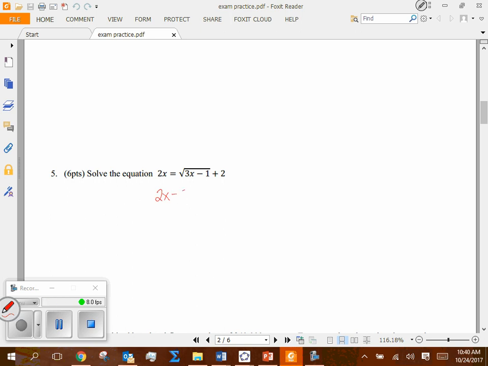Kind of do the same thing here on this one, but this is a root equation. So in order to do that, we need to isolate the radical. Should be something like that. Now we're going to square both sides. Should be something like that.